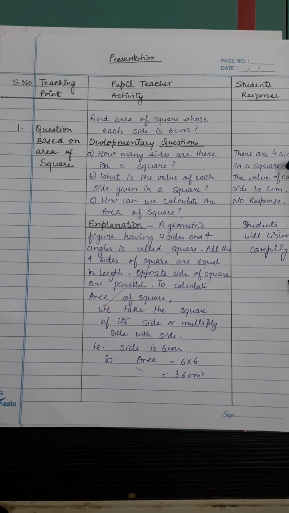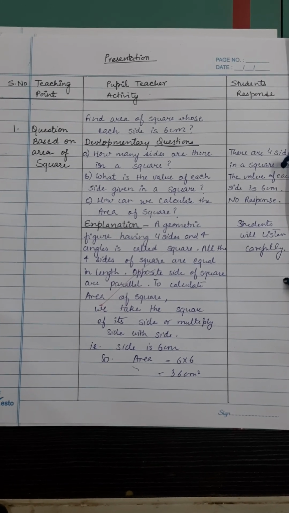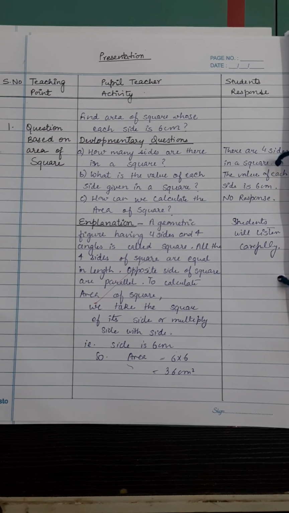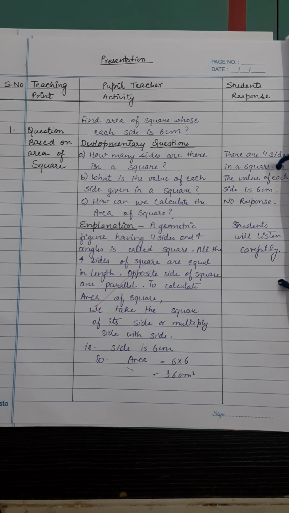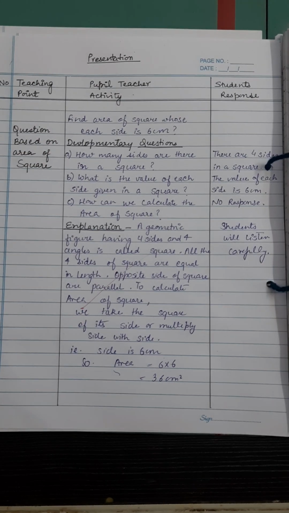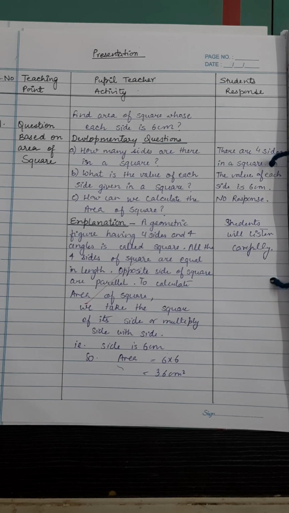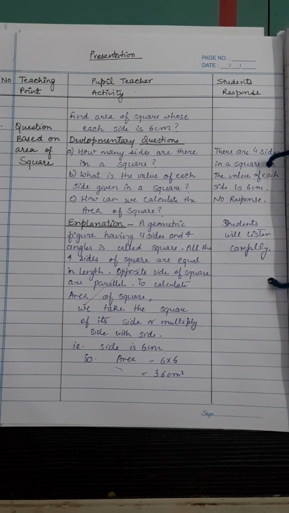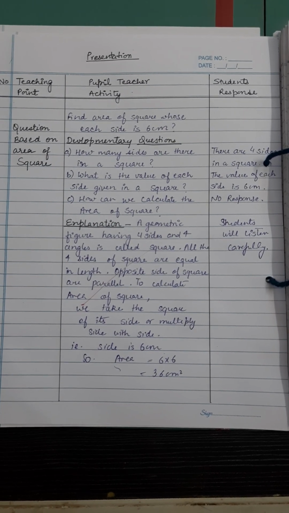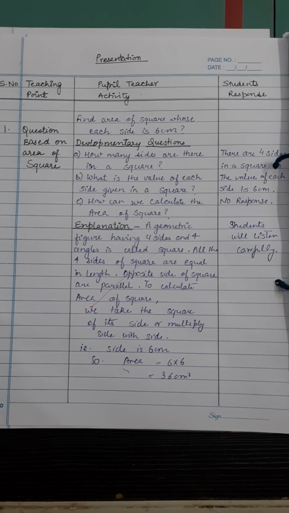In this lesson plan we are making 3 teaching points. The first one is question based on the area of square. So the pupil teacher will ask the developmental question: find area of square whose each side is 6 centimeter. The questions based on this are, how many sides are there in a square? Then a student will respond, there are 4 sides in a square. Next question, what is the value of each side given in a square? The answer is, the value of each side is 6 centimeter. Then the third question, how can we calculate the area of square? No response. Then you will explain the topic to the students.